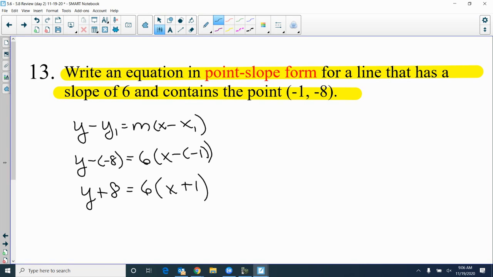That's point slope form. Can I write these answers on my own? You can write these on your arms, that's fine. Those won't be the ones on the test. Alright, so you get y plus 8 equals 6 times x plus 1.